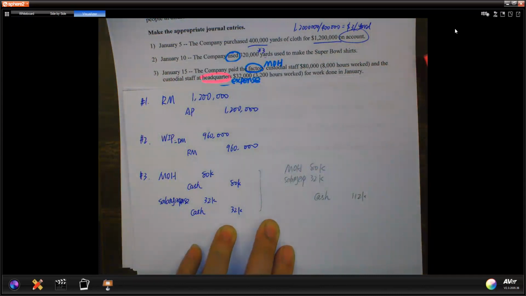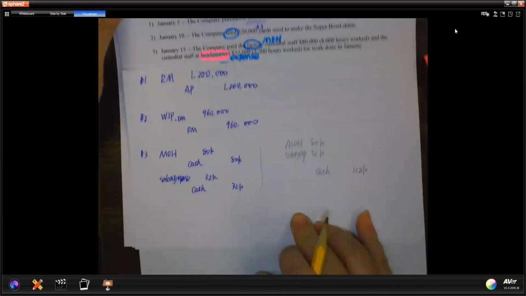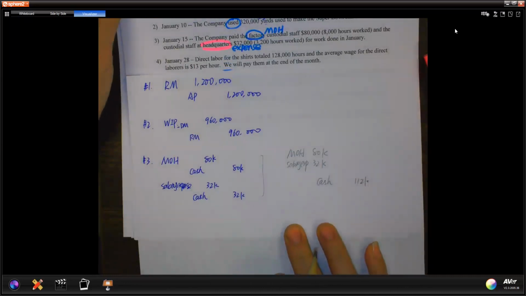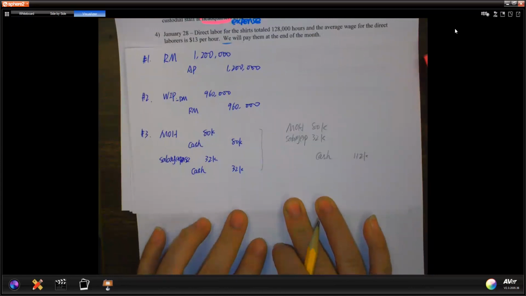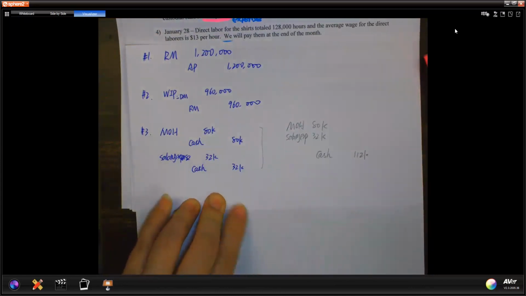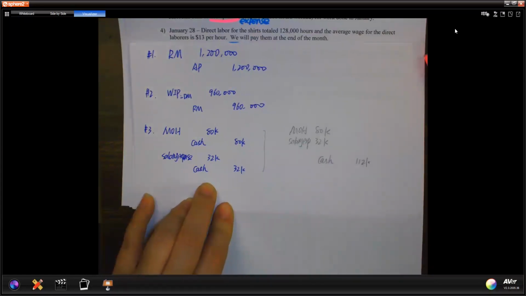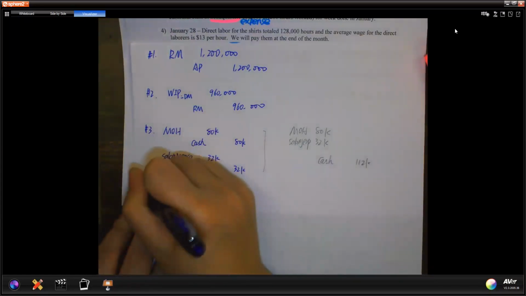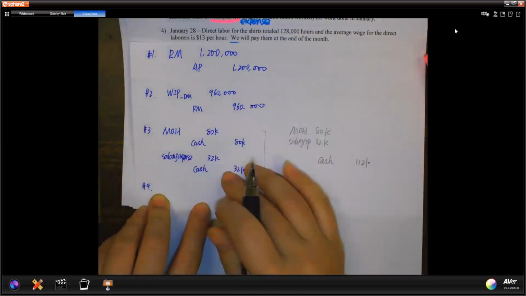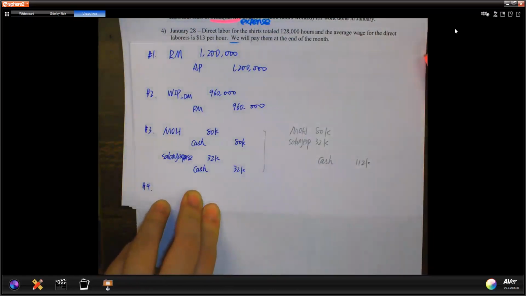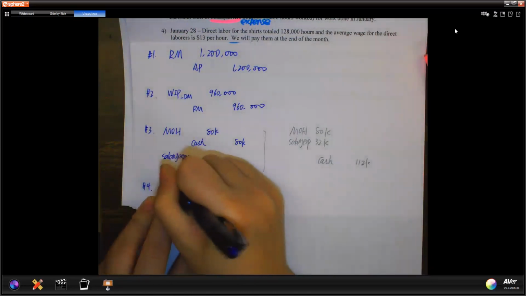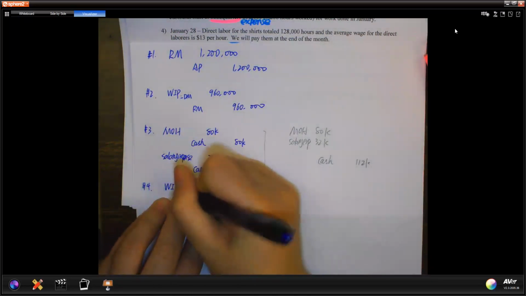Okay, the next thing I want to do is part 4. Part 4 says the total of these costs is this, and you pay them later. So what you will do is, it's direct labor. When it's direct labor, it can be traced to the job directly, so that will increase your work in process. You can put it as direct labor.